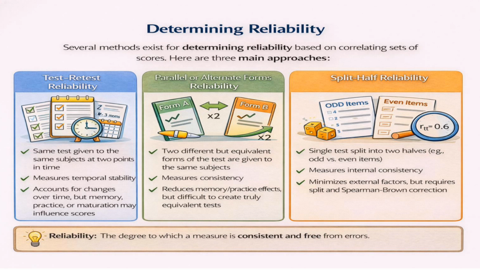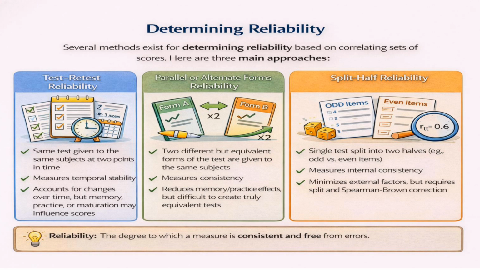Now let's move to the second method, parallel or alternate forms reliability. This method answers a different question. Are two equivalent versions of a test consistent with each other? Instead of giving the same test twice, we give two different but equivalent forms of the test, often called Form A and Form B. Both forms are similar in content, similar in difficulty, designed to measure the same construct. Scores from the two forms are then correlated.